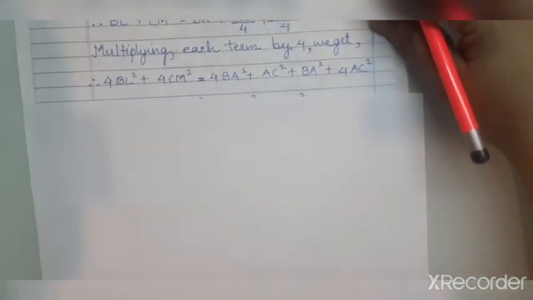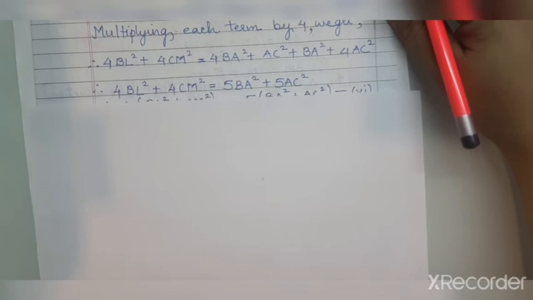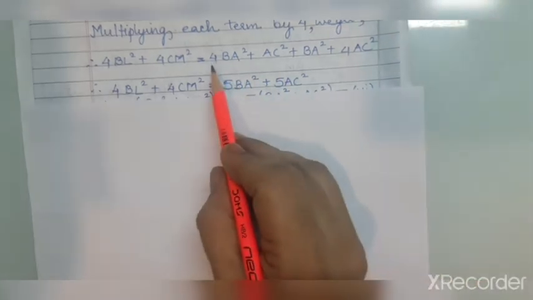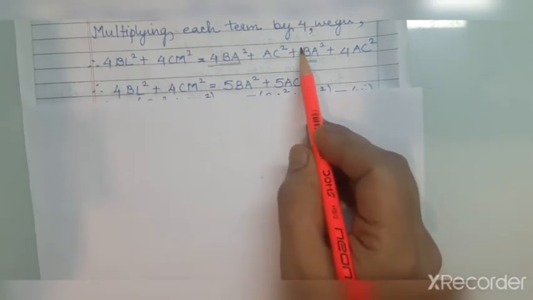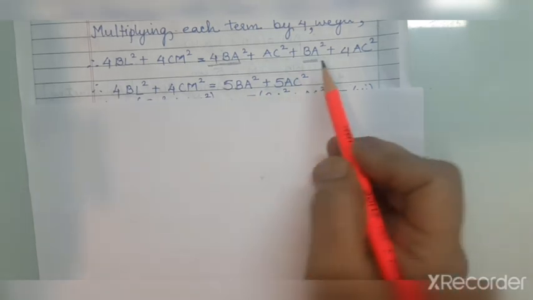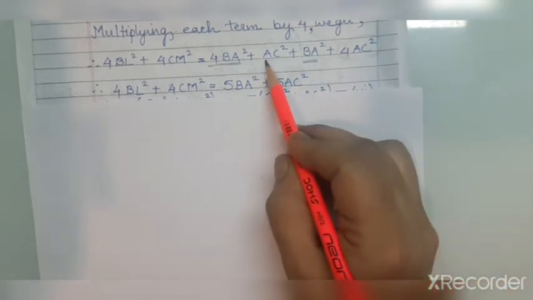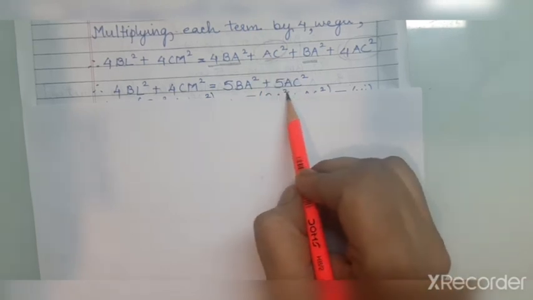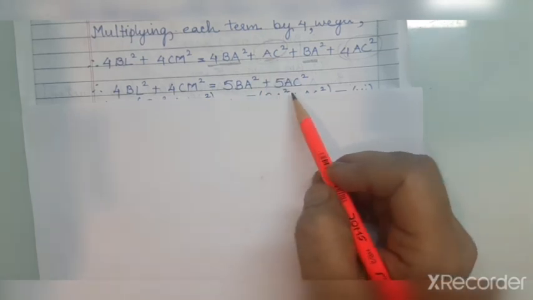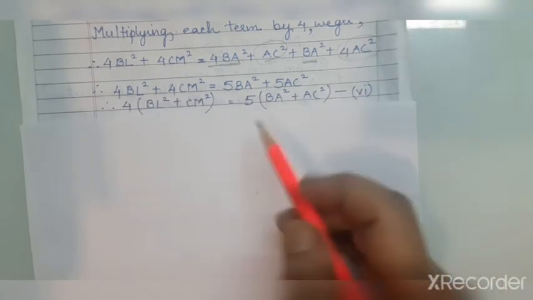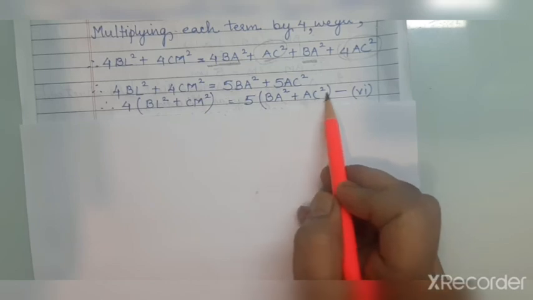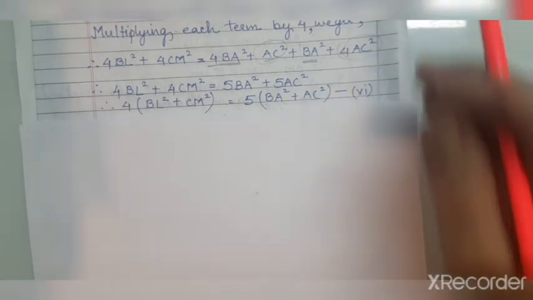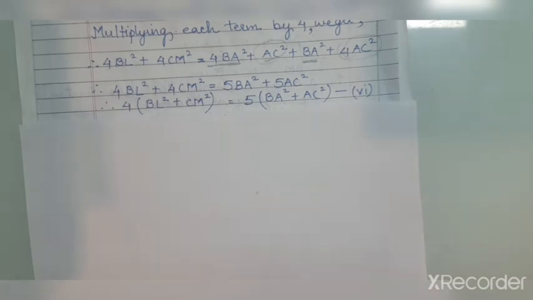Further, after this, you will see here that 4BA square and 1BA square, nothing is there means 1, is 5BA square. And 4AC square and 1AC square is 5AC square. After that, we will take 5 common, and what goes inside the bracket? BA square plus AC square. Now, we are somewhere close to what is asked to find.